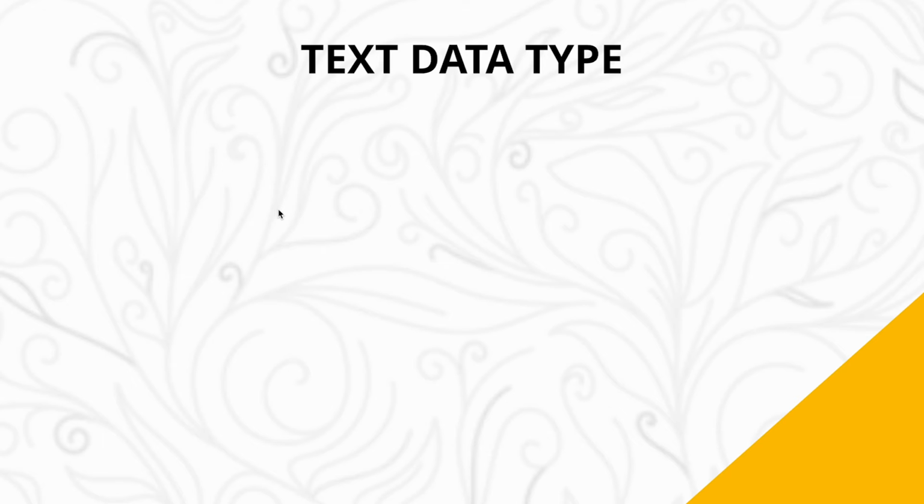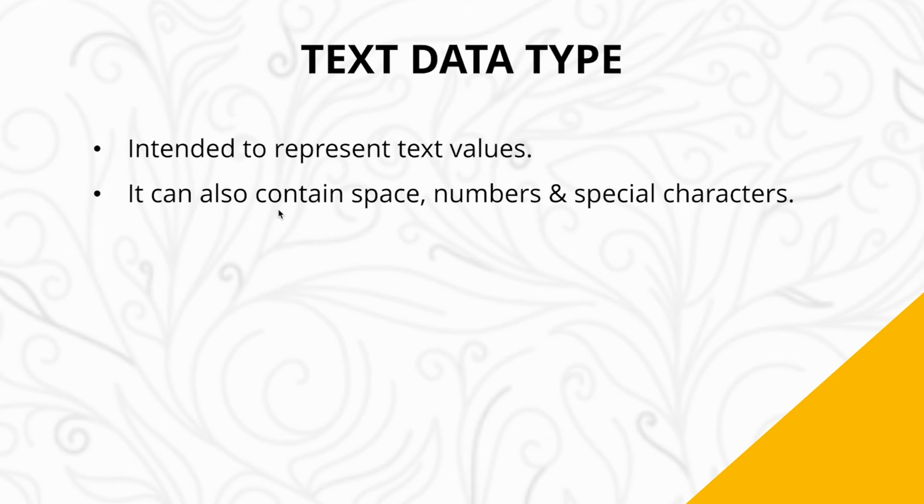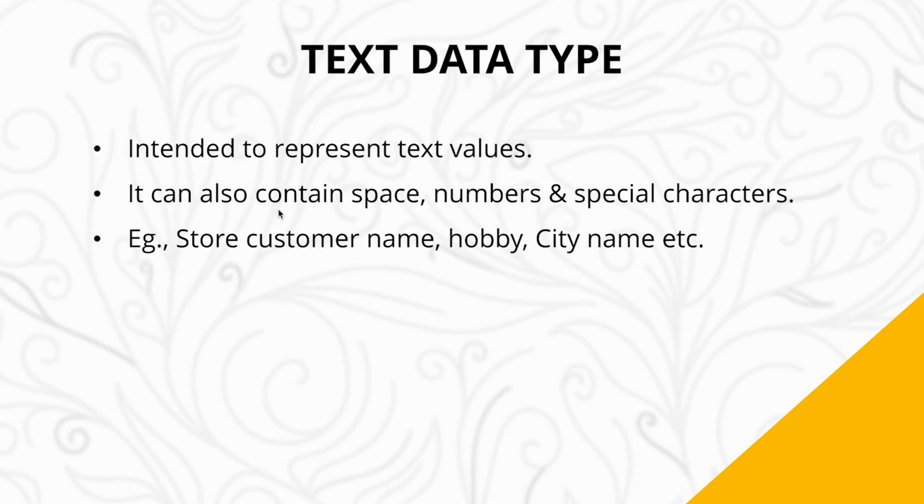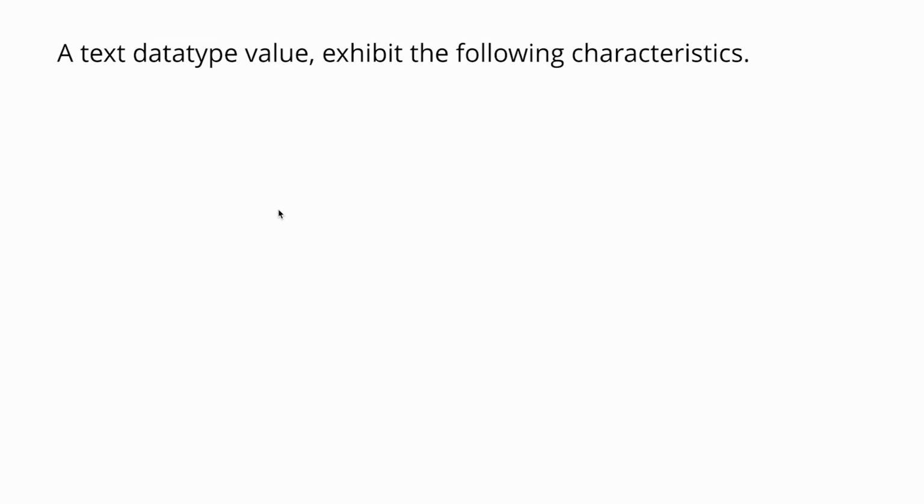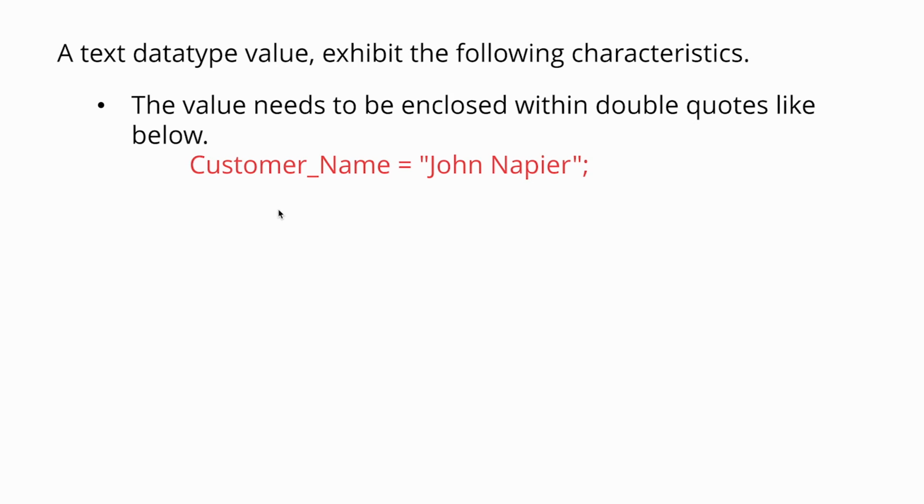This is the text data type. The text data type is used to represent text values, and it can hold all the characters you can think of: special characters, numbers, spaces, numerics, everything. And the text data type is always enclosed inside double quotes. So these are the characteristics of text.